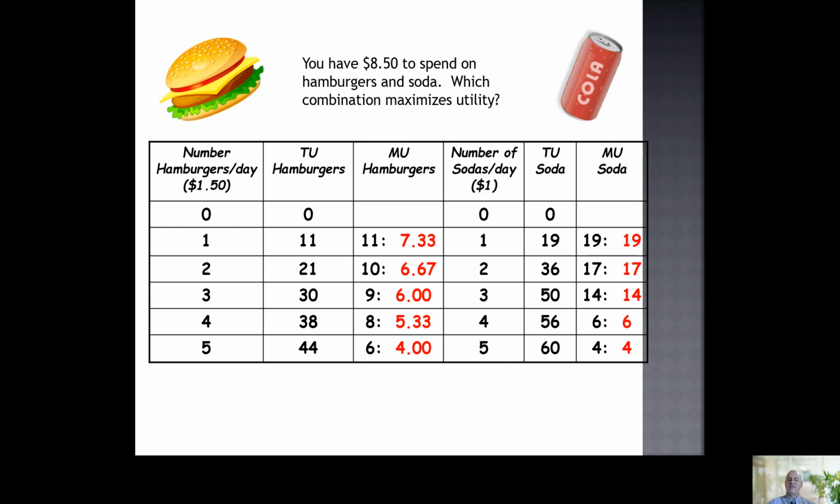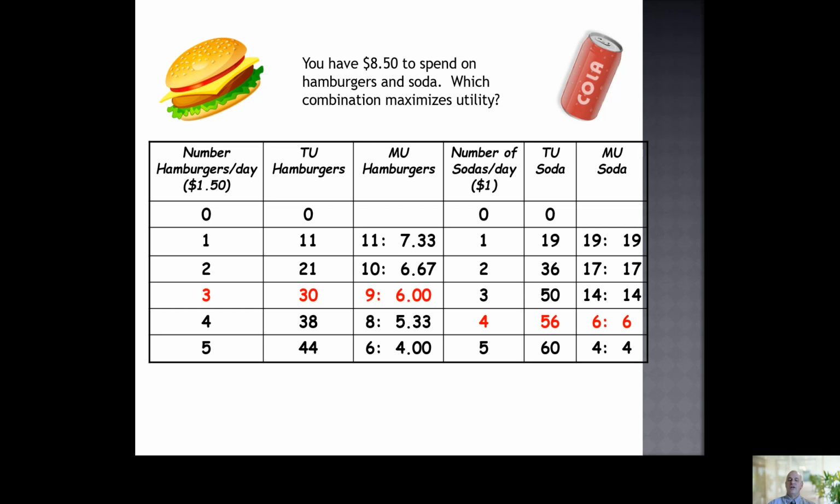So essentially what you have to think about is, where do I maximize my level of satisfaction from consuming hamburgers and sodas? It's going to come from that combination where my marginal utility to price ratios are equal and I can afford it. So you'll notice when I consume 3 hamburgers and 4 sodas, I get 6 units of satisfaction for every dollar that I spend.